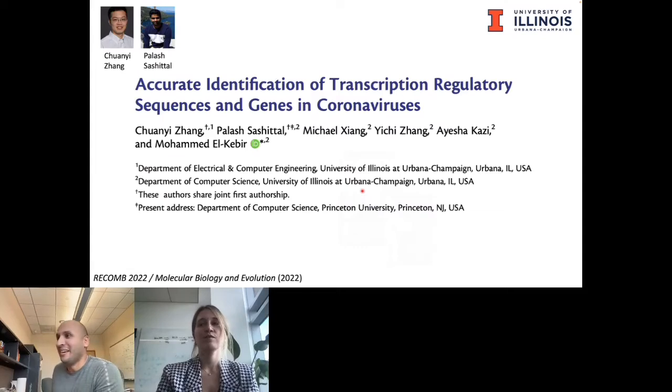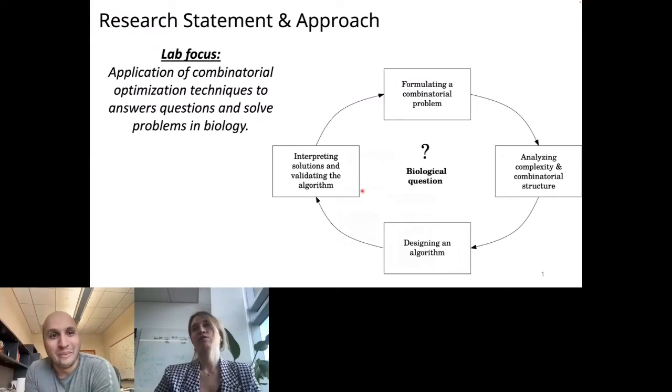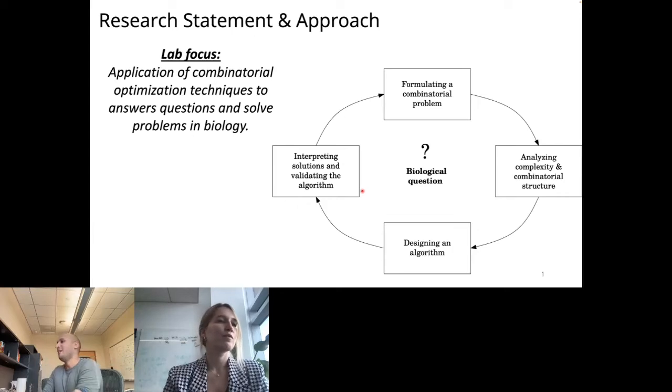I'm going to be talking today not about cancer, but about coronaviruses. So just very quickly, I want to state what we do in my lab. Our focus is on applying combinatorial optimization techniques to answer questions and solve problems in biology. So this is super broad.